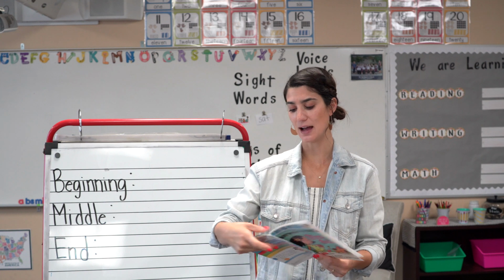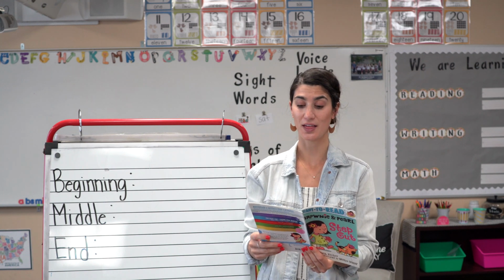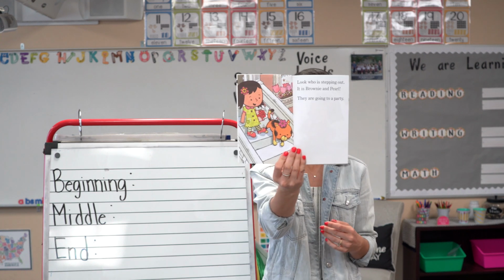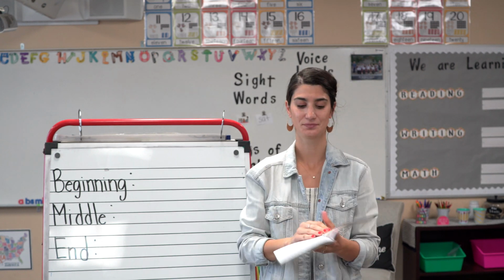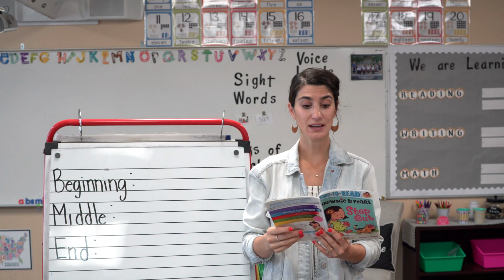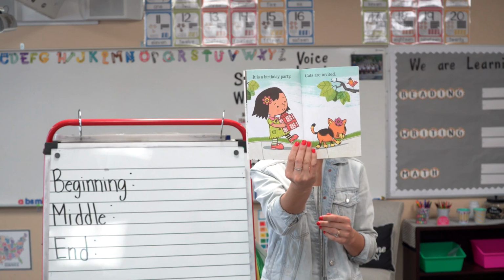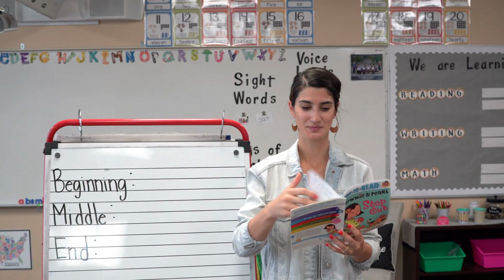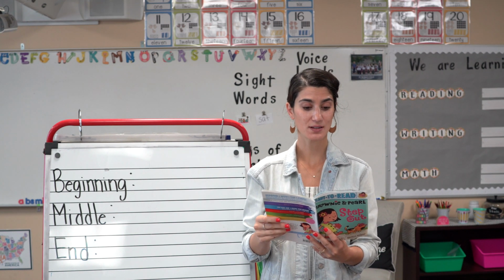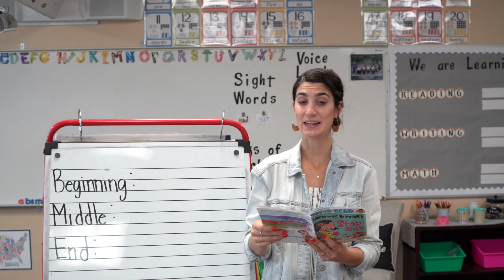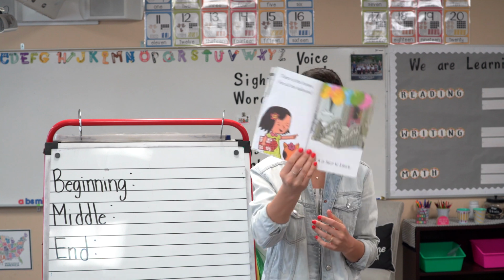Look who is stepping out. It is Brownie and Pearl. They are going to a party. It is a birthday party. Cats are invited. There is the house. See all the balloons? Now it is time to knock.